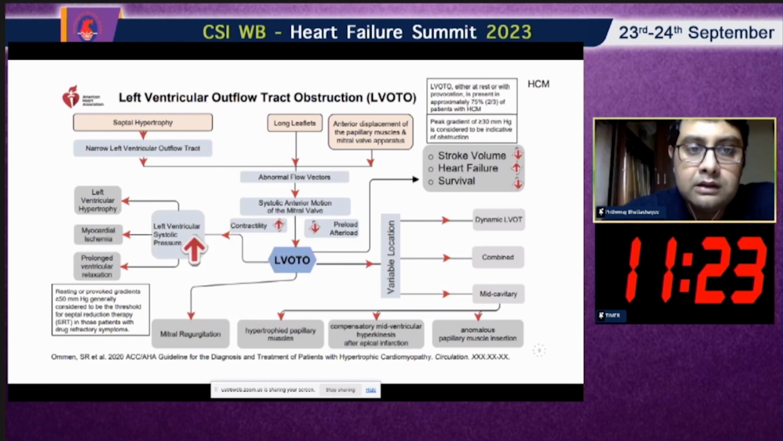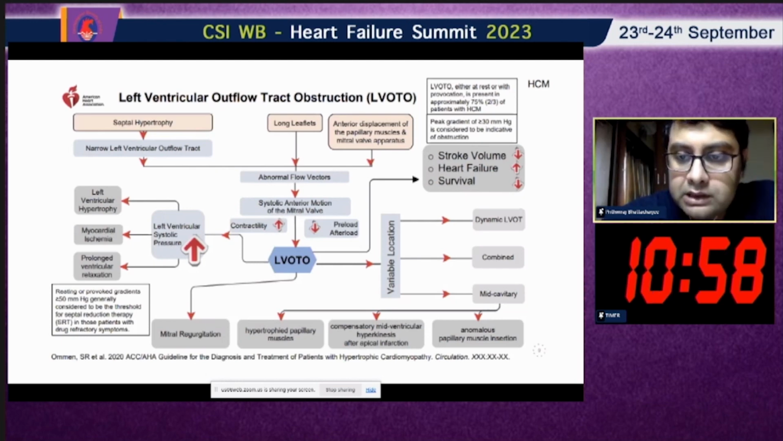Ultimately, there is an increase in left ventricular systolic pressure, giving rise to left ventricular hypertrophy, myocardial ischemia, and prolonged ventricular relaxation time, and there may be variable location of this outflow tract obstruction. There may be a dynamic obstruction, a combined obstruction, or a mid-cavitary gradient because of hypertrophic papillary muscles. And sometimes there is compensatory midventricular hyperkinesis because of an apical infarction or apical obliteration, or anomalous papillary muscle insertion. Ultimately, all these might result in mitral regurgitation, which also gives symptoms of heart failure.